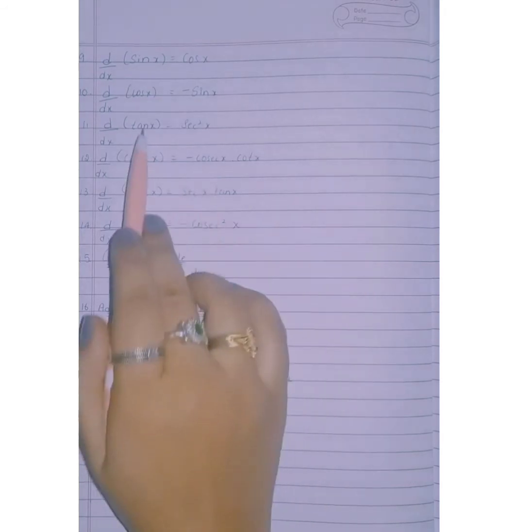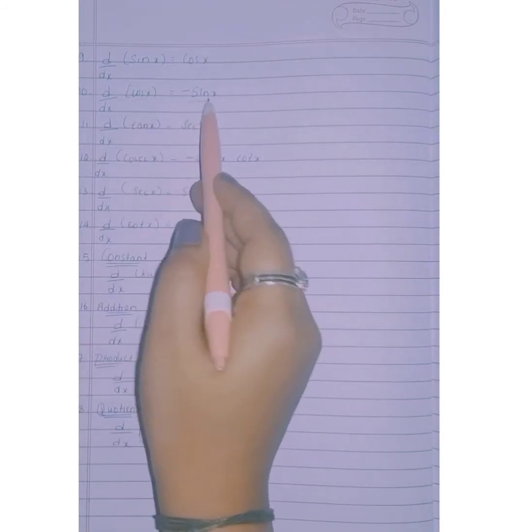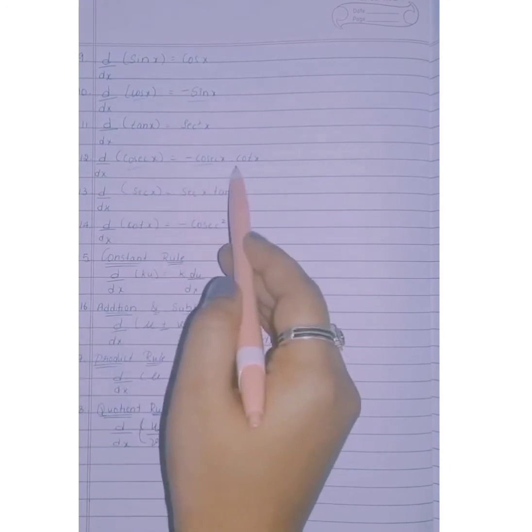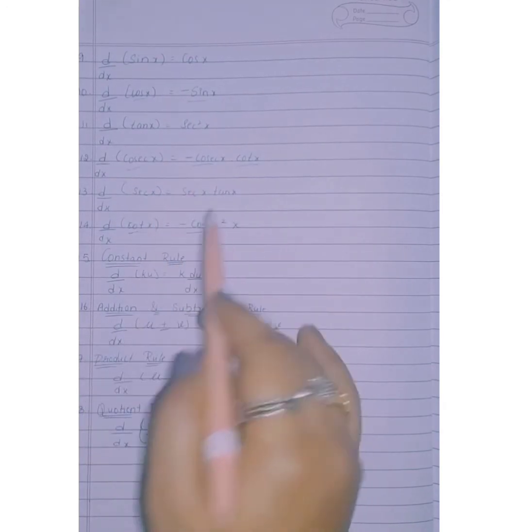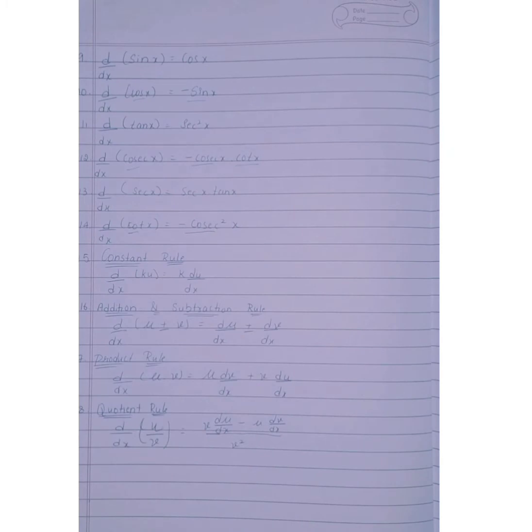We can see that wherever it is cos, it is minus sine; cosecant gives minus cosecant cot x; cot gives minus cosecant square x. We can just remember that if a trigonometric function starts with c, its differentiation will give a minus. Okay, and next are the rules.